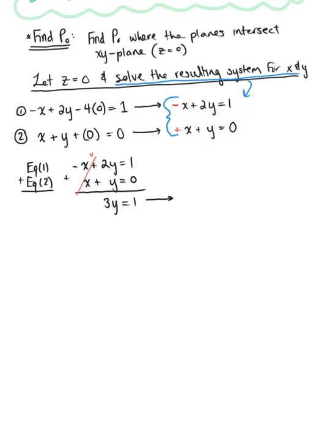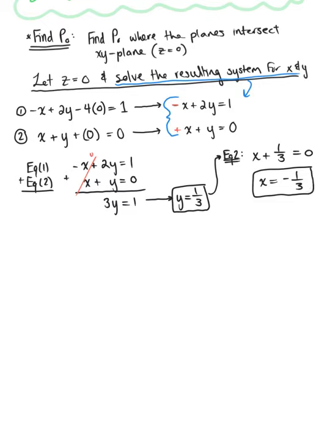Dividing both sides by 3, we see that y is equal to 1/3. Beautiful. So now we can take this y equals 1/3 and substitute it into either equation to find x. So I'll go ahead and we'll take this and we'll plug it into equation 2. So this is x plus 1/3 equals 0. And so x is equal to -1/3.